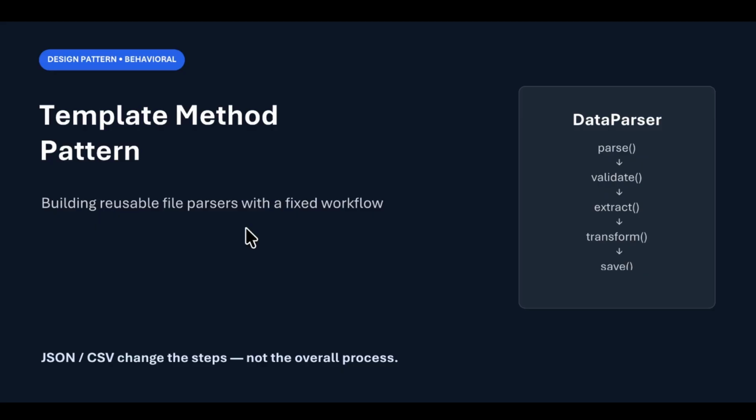In this template method pattern, we are going to take an example of a file parser, or data parser. We will have a data parser, and in every data parser we need to parse, validate, extract some information, transform that information, and then save that. These are the common steps that a CSV parser, JSON parser, or XML parser will have. So we'll see how we can solve this problem in a very good way.